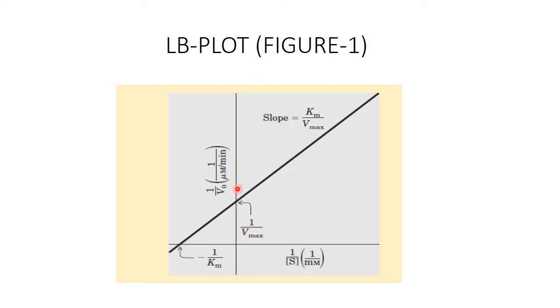You see here you are getting 1 upon Vmax, that is the reciprocal of Vmax, so you can calculate the maximum velocity. Here you can calculate minus 1 upon Km, that means you can calculate the Km. So both these values are given by the equation also. And the best part is the slope. The slope gives you the value of Km upon Vmax, right? So this plot has an added advantage of getting a very accurate value of Km and Vmax when you compare this with the method of the normal equation.